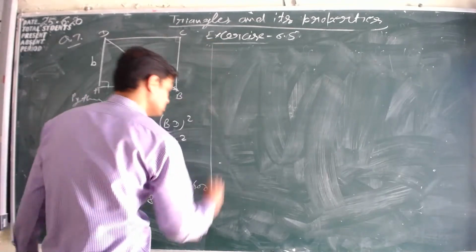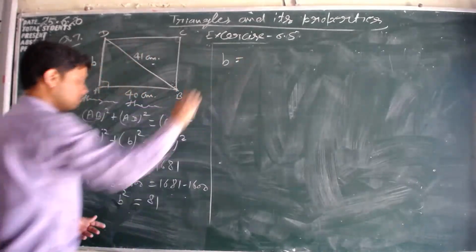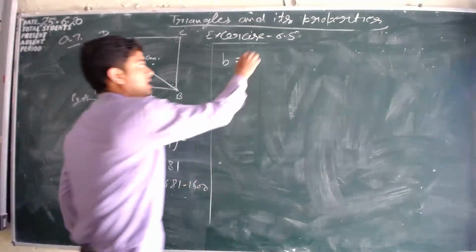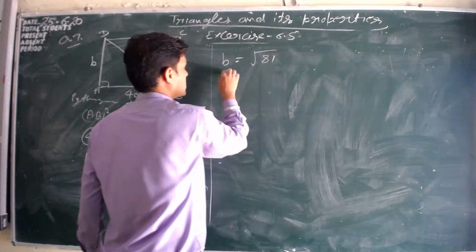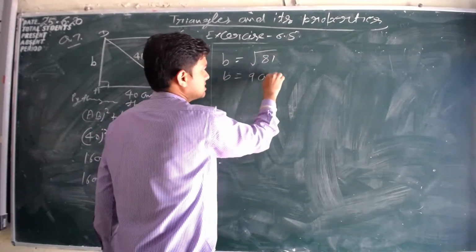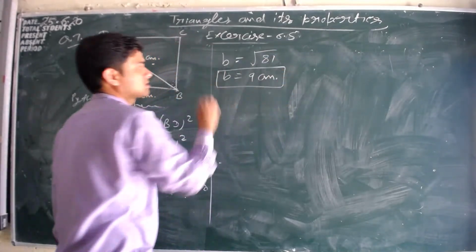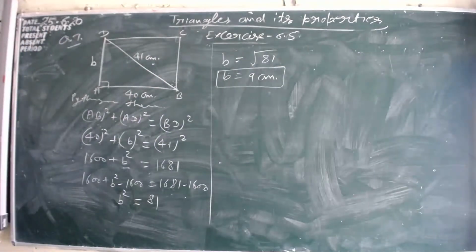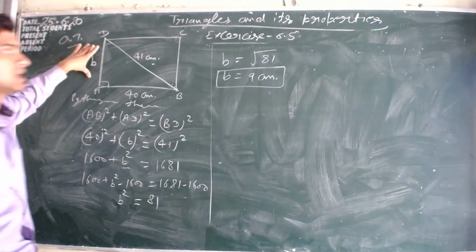Now b is equal to the square root of both sides. So the square root of b square will be b, and we will calculate the square root of 81. That is equal to 9 centimeter. That's your answer. 9 centimeter is your answer. So the width is equal to 9 centimeter.